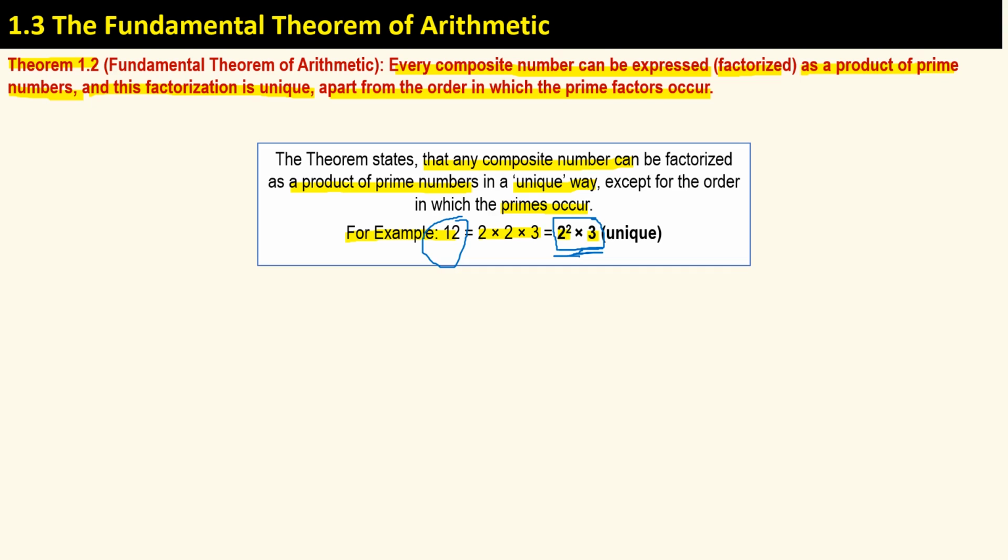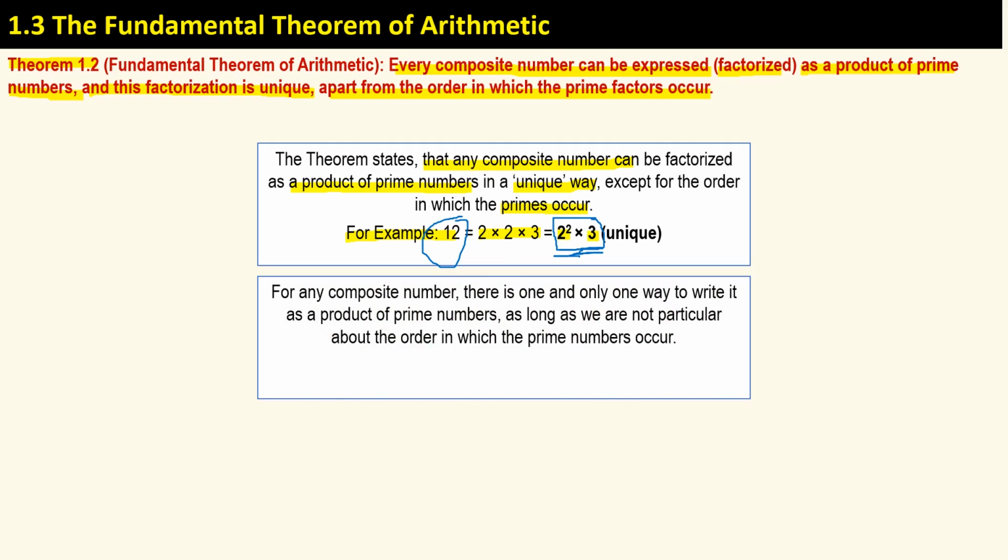So let's see it in some other words again. This theorem can be expressed by saying that for any given composite number, there is one and only one way to write it as a product of prime numbers, as long as we are not particular about the order in which the prime numbers are arranged. So by ignoring the ordering of the prime numbers, we can obtain any composite number in a unique manner by unique prime factors.